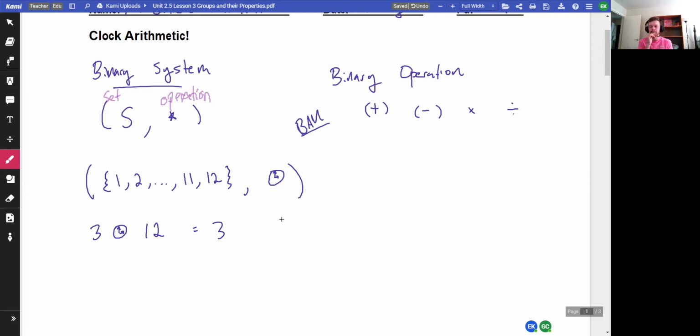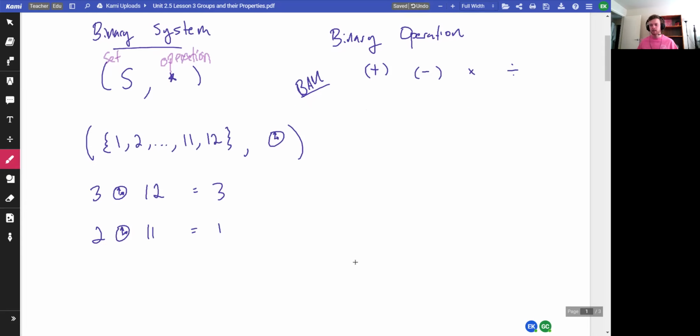Give me 2 more elements in the set with the operation clock. So we do like 2 and 11. So 2, move forward 11. That's going to be 1, right? Yeah, 1. Awesome. That is equal to 1. All right. So this binary system takes in 2 things, outputs another thing. It has certain properties that I want to explore. So the first property is this thing called closure.